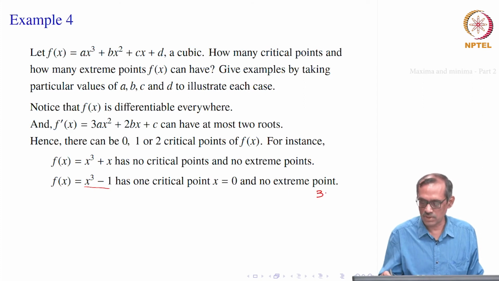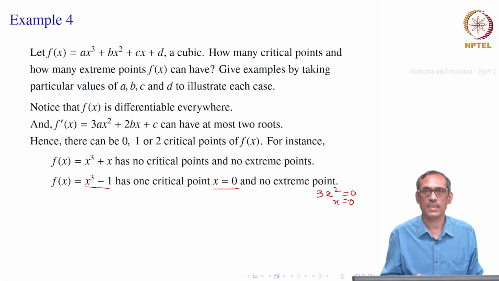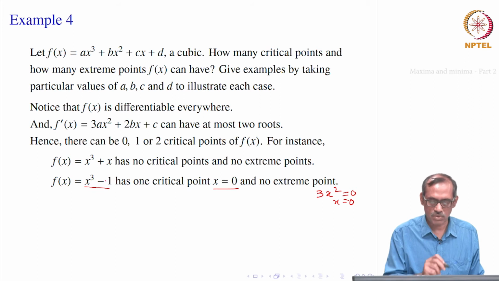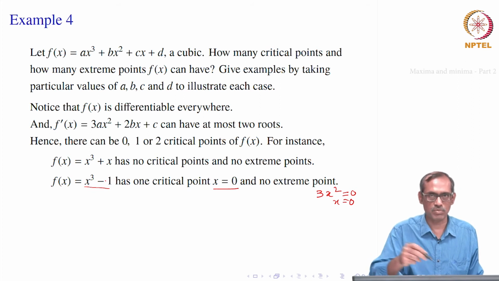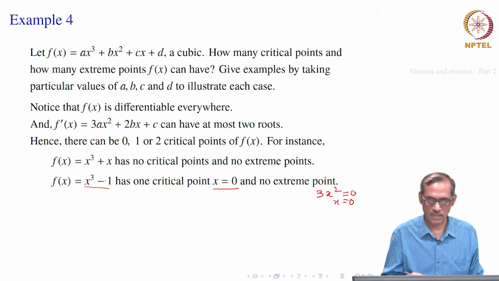Its derivative is 3 x squared. If you want critical points, equate that to 0, and we get x equal to 0. So, 0 is a critical point, right, but it is x cubed minus 1, again growing, just shifted by minus 1. So, it also has no extreme point, but it has one critical point.